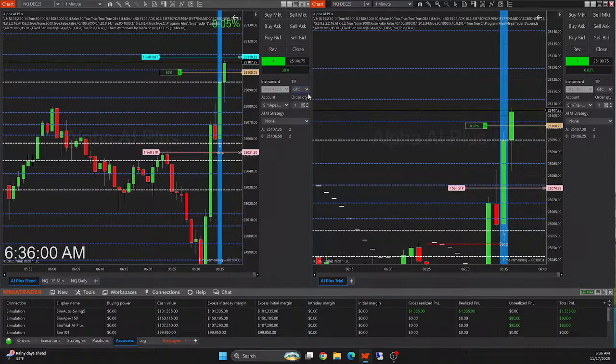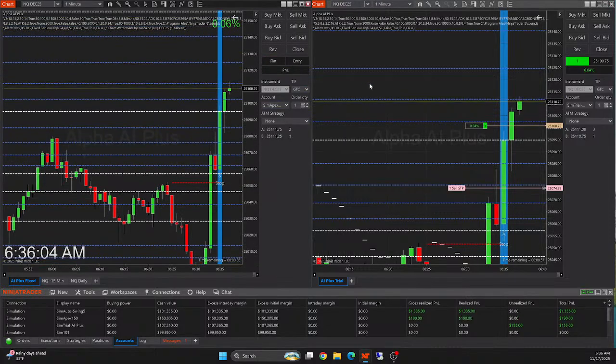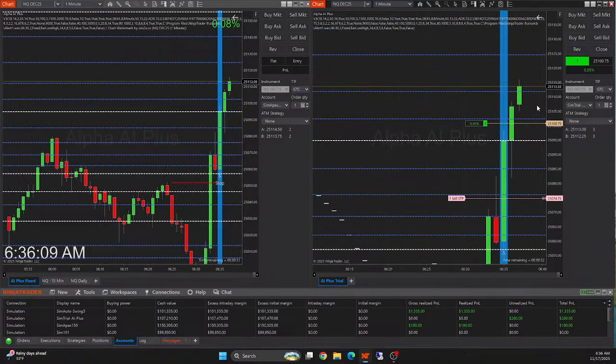Come on, hit the target, man. Come on. Here we go. Order canceled. Hit the target now. Yeah, 150 ticks, but it's still a trade for the trading one. And once this bar closes, I'm going to add break even. And we'll see now.